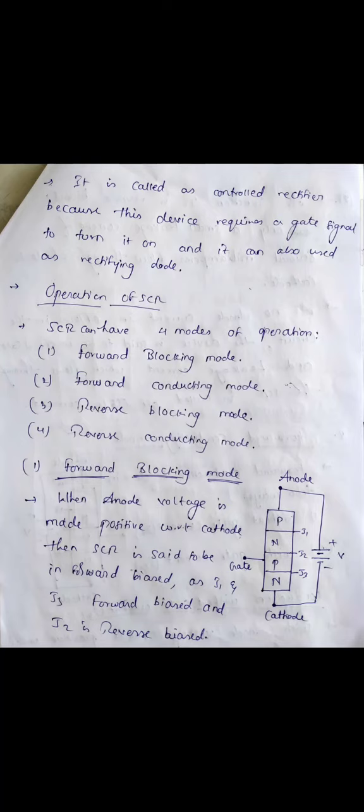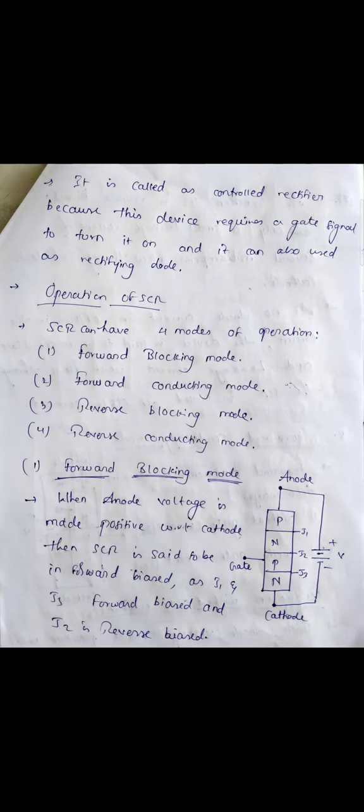SCR operations are classified into four modes. One is forward blocking mode, second is forward conducting mode, third is reverse blocking mode, and fourth is reverse conducting mode. I repeat, SCR operation is classified into four modes. First, consider the forward blocking mode.